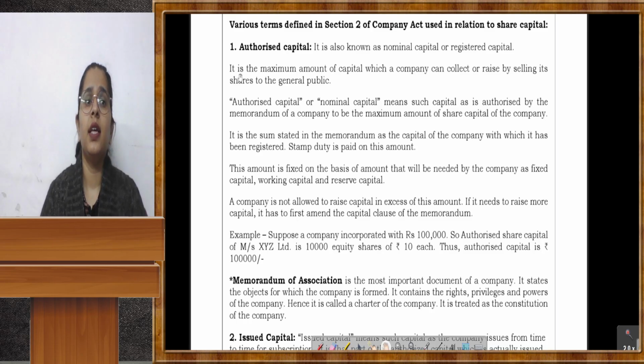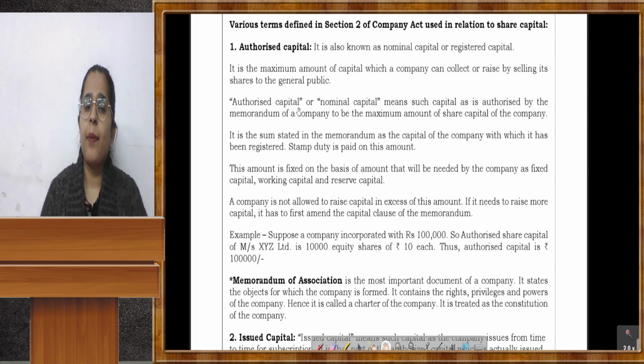So, it is the maximum amount of capital which a company can raise by selling its shares to the public. Now if in a document of the company it is written that the company's authorized capital is 50 lakhs, it means at any point of time the company cannot issue share capital beyond rupees 50 lakh. That is the limit set by the Companies Act. It differs from company to company. Every company has different authorized capital.